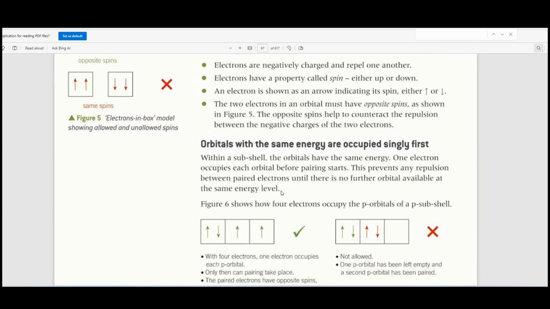What they are trying to say is, for example, you have 2p. So 2p has px, py, and pz, right? So what happens is that first the electron goes into px, then the electron goes into py. It does not complete px. Then the third electron goes to pz. After that, all of the orbitals are occupied by a single electron. Now the fourth electron will go to px again, and there will be two electrons.